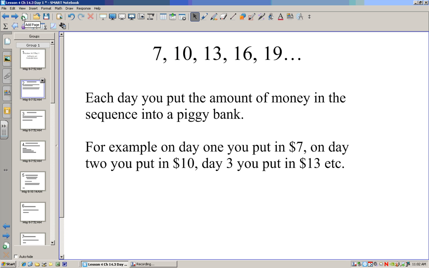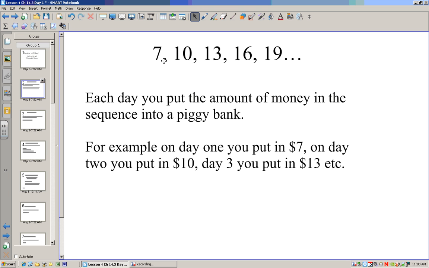Now, today we have a slightly different problem than we had yesterday. Today we're going to talk about what happens if each day you put the same amount of money in the sequence into the bank account. For example, on day 1 you put $7 in. On day 2 you put $10 in. On day 3 you put $13 in, and so on and so on.